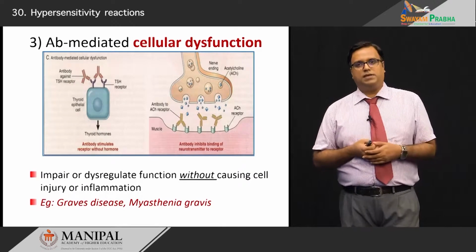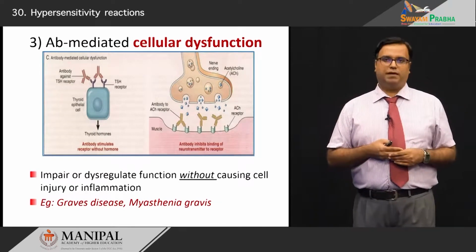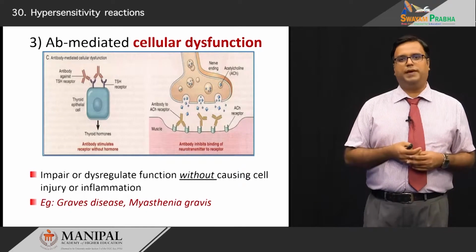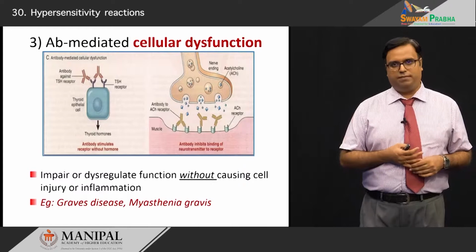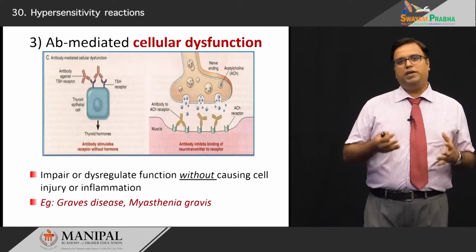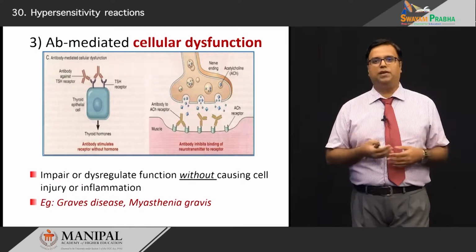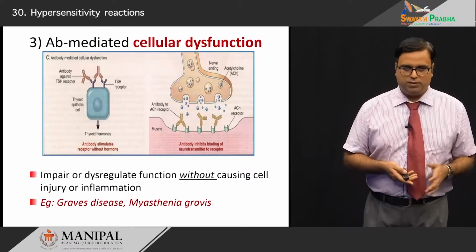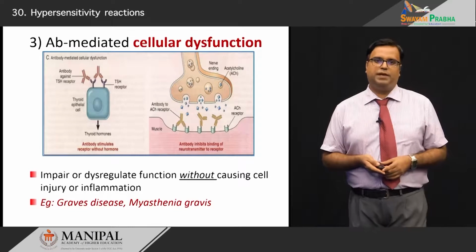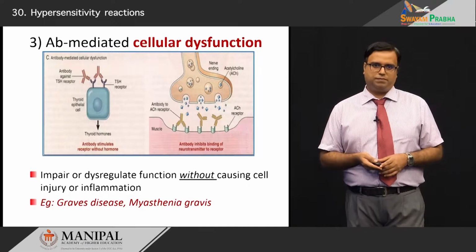Also on the right side of the screen, you can see an example of myasthenia gravis. Now this condition is mainly to do with the level of the synapse, where there are antibodies against acetylcholine receptors. This important neurotransmitter is now neutralized. The patient will have motor symptoms as a result of the same. So these are examples for antibody mediated cell dysfunction.